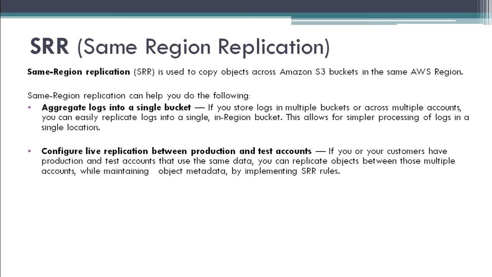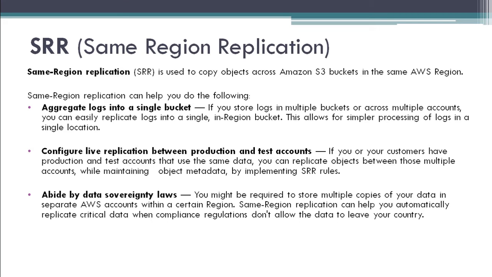Configure live replication between production and test accounts. If you or your customers have production and test accounts that use the same data, you can replicate objects between those accounts while maintaining object metadata by implementing SRR rules. So if you have one account for a production environment and one account for a test environment, and both use the same set of data, you can replicate data from one account to the other in the same region. In that case, SRR will be helpful.